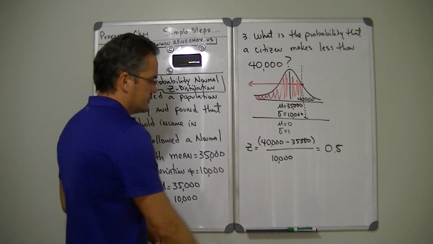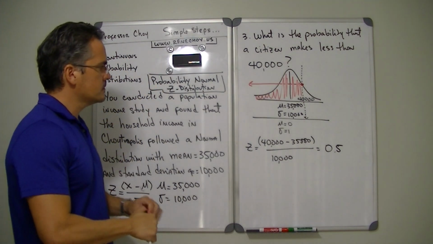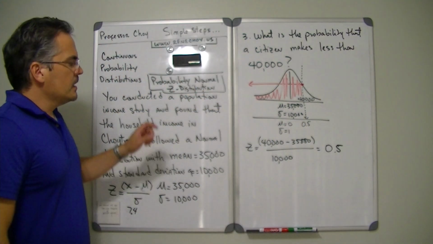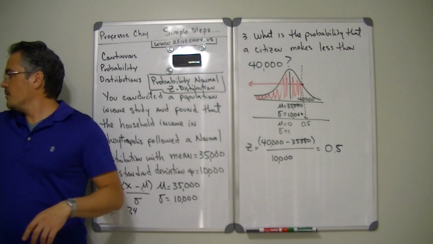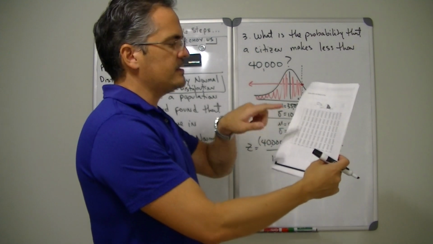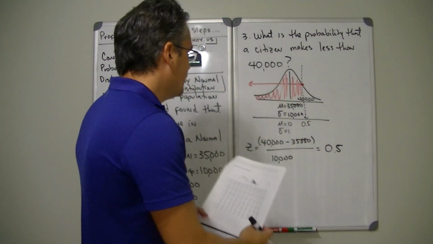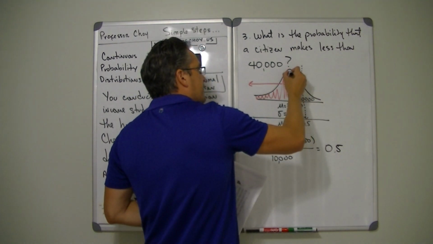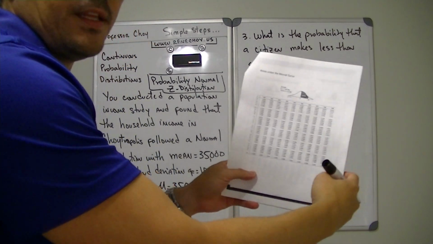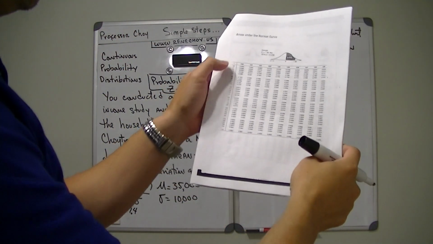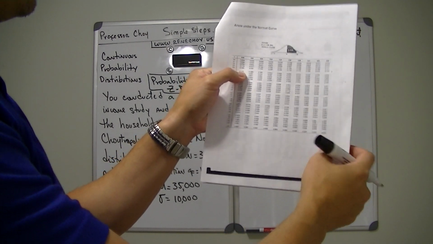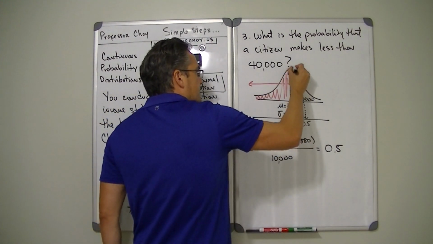Okay? So, 0.5, it goes here. All right, now, every time I'm looking for a probability on my table, I'm looking at the probability between the center and whatever number I give it. So if I give it 0.5, I'm getting the probability between the center and 0.5. All right? So to find the probability between the center and 0.5, I go to 0.50. And I find it to be 0.195. So it is 0.195.